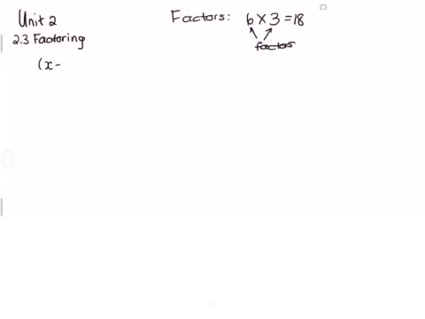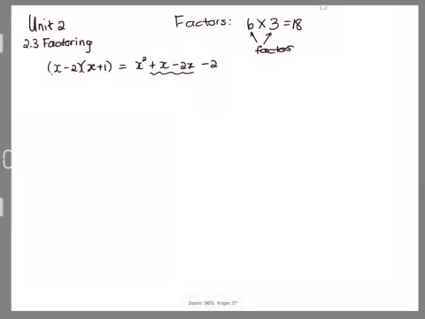If I had these two brackets, let's see if we can remember how to multiply brackets. First times first is x squared. X times plus 1 is plus 1x, or just plus x. Then minus 2 times x and minus 2 times 1. Now we can see the middle terms are like terms, so we can add them. x squared minus x minus 2.